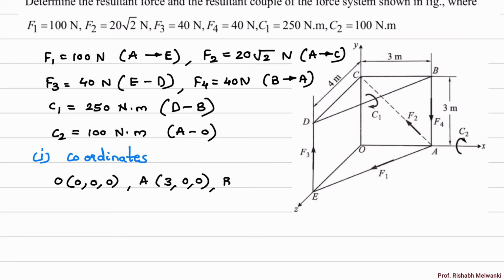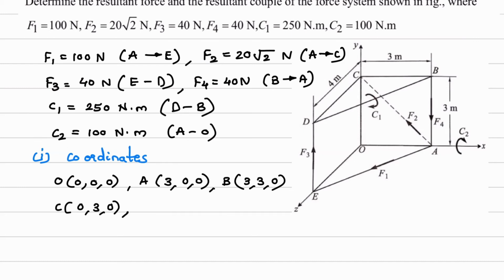What is the coordinate of point B? X is 3, y is 3 and z is 0. So 3, 3, 0. Coordinate of point C. Point C is over here. X is 0, y is plus 3 and z is 0. So 0, 3, 0.